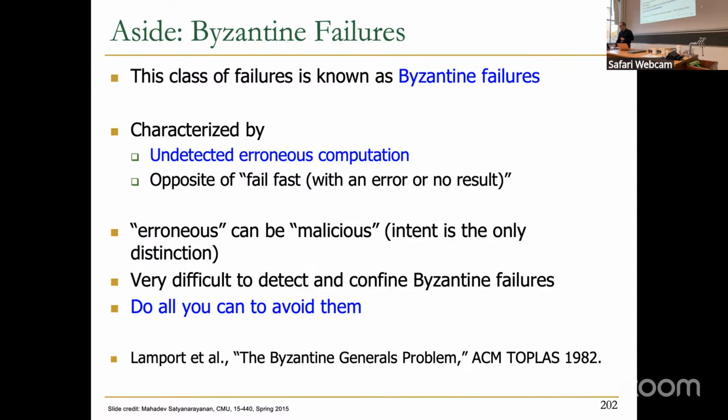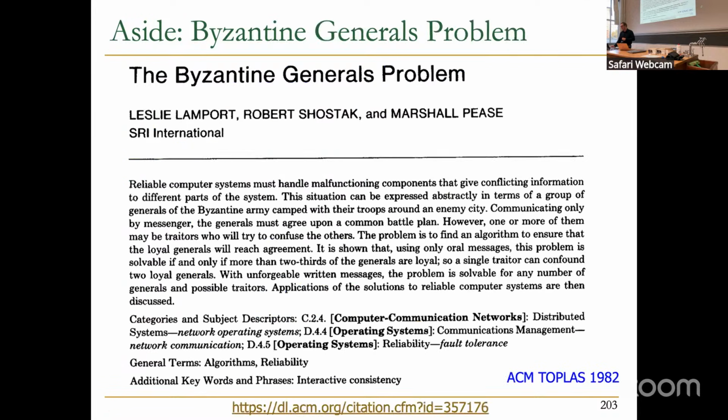So the problem with Byzantine failures is that erroneous can be malicious. And the only distinction between erroneous and malicious is the intent, right? Because you have an error, yes, that leads you to fail, but it could also be used for malicious purposes. And it's very difficult to detect and confine such failures. Basically, you should do all you can do to avoid them. And this is a slide that I copy and paste from the distributed system lectures. Have you studied the Byzantine generals problem? Anybody? Byzantine failures? Nobody? Yes? Okay. In which course?